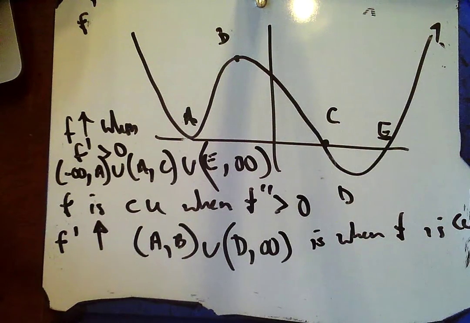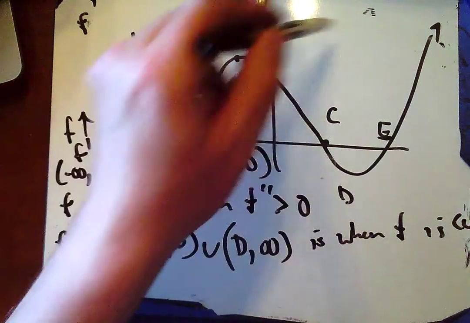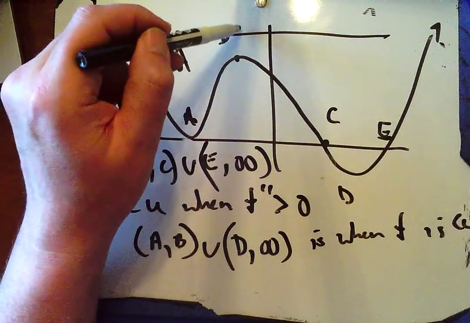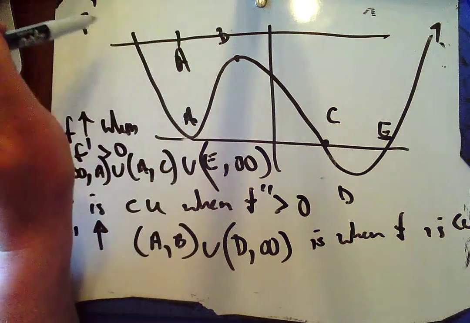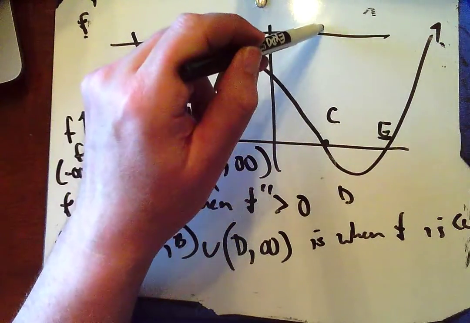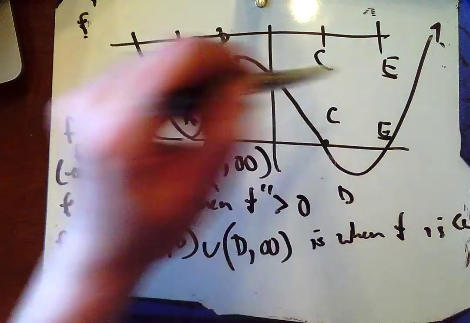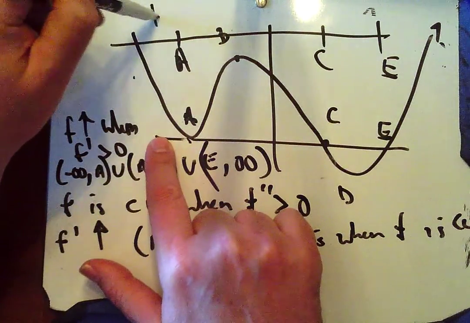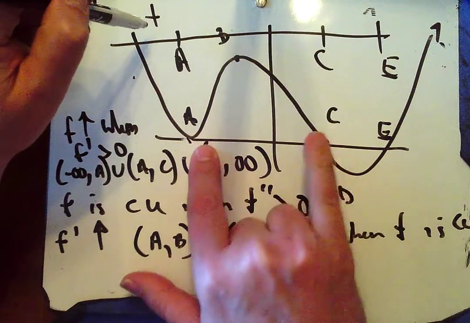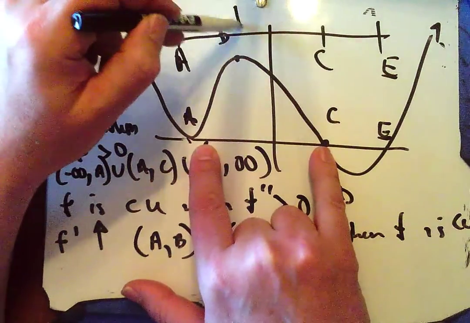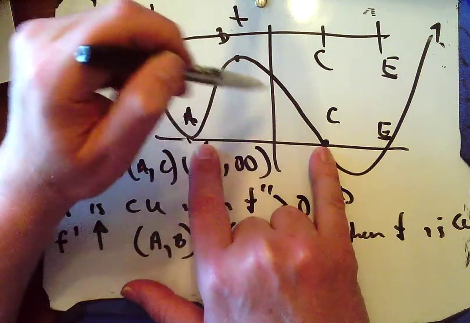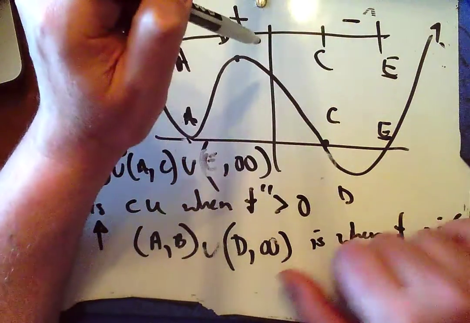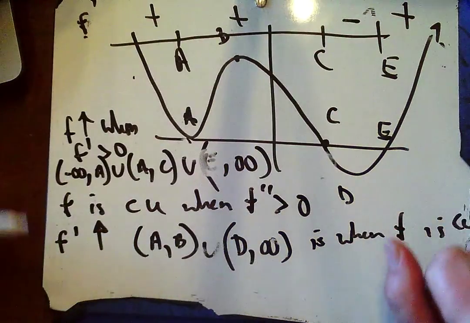And finally, where does f have some maxes? Well, this is a graph of f prime, and let's think about it this way. A, C, and E. So what I see is to the left of x equals A, f prime is positive. To the right of x equals A, and to the left of x equals C, again, f prime is positive. Between C and E, however, f prime is actually negative. But after E, we have positive again.